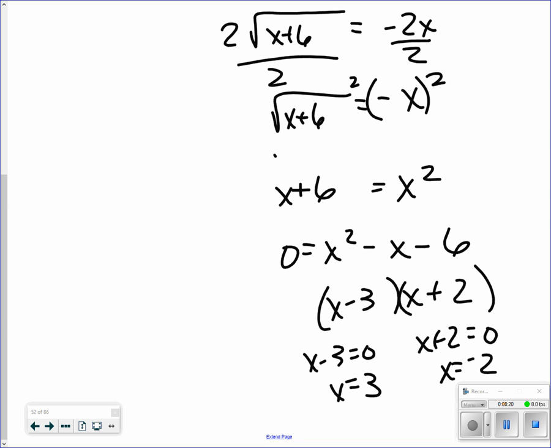But ultimately speaking, I'm going to isolate one radical. I'm going to square both sides. If it's a binomial, I'm going to have to FOIL it. If there's still a radical, I'm going to have to isolate that radical again and square both sides. So now I have 2 answers that I want to check. I have 3 and negative 2.